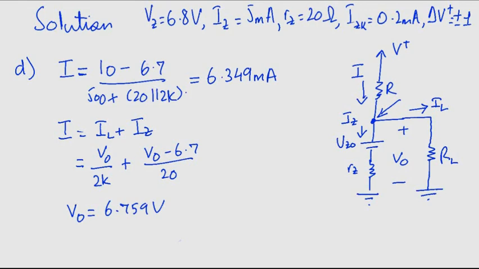Now we need to find the change in V0. This is given by 6.759 minus 6.83, which is approximately minus 70 millivolts. This is our answer.